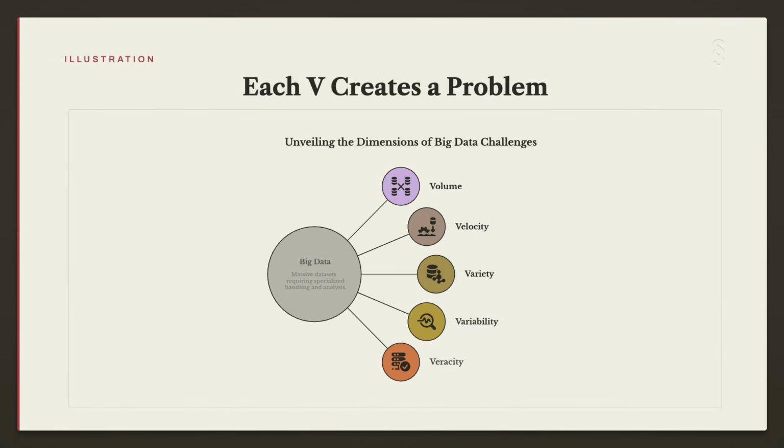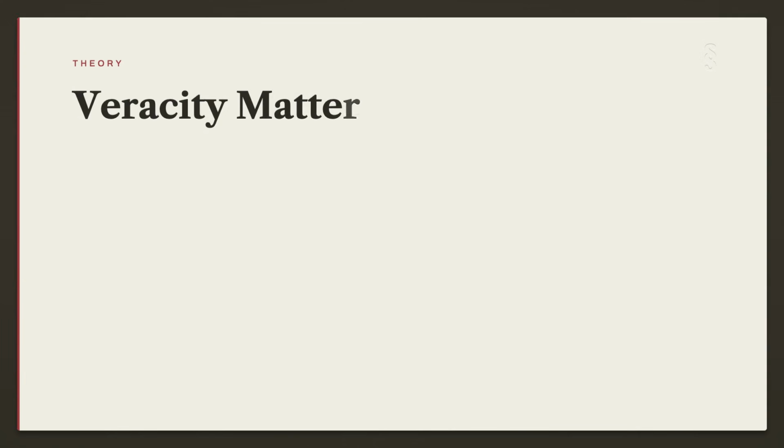Each property creates its own distinct technical demand. Volume needs distributed storage. Velocity needs real-time processing. Variety needs tools for unstructured content. Variability needs constant monitoring. And veracity needs validation before anyone acts on the data.